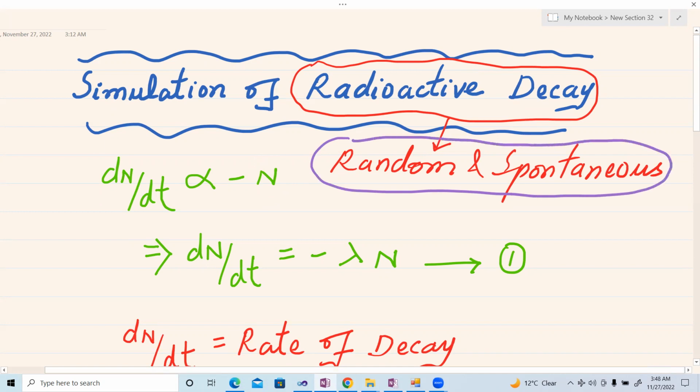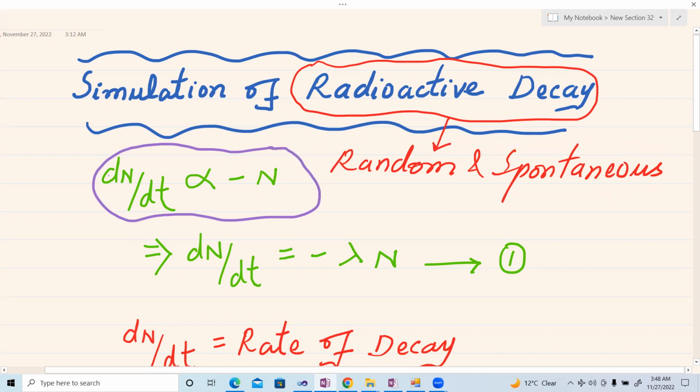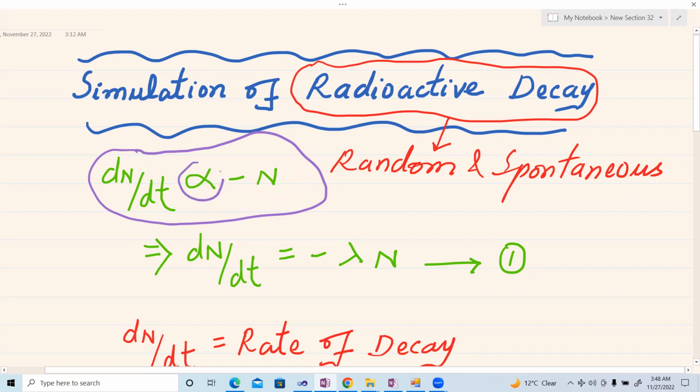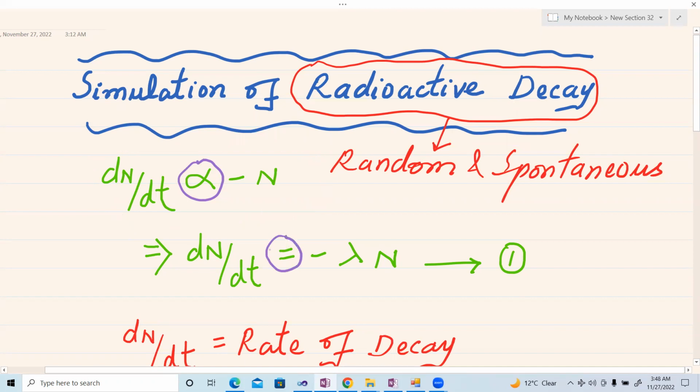According to the radioactive law, dN/dt is proportional to minus N. That means the number of radioactive nuclei decaying per unit time is proportional to the number of radioactive nuclei present at time t. So dN/dt is proportional to minus N. The proportionality sign can be replaced by involving the equality sign. In that case, dN/dt is equal to minus lambda N.